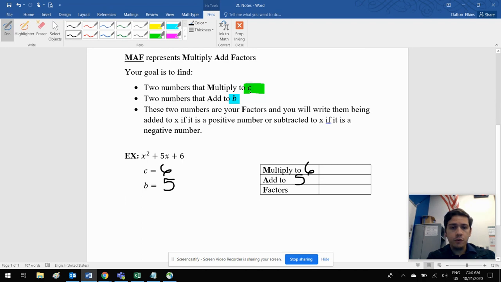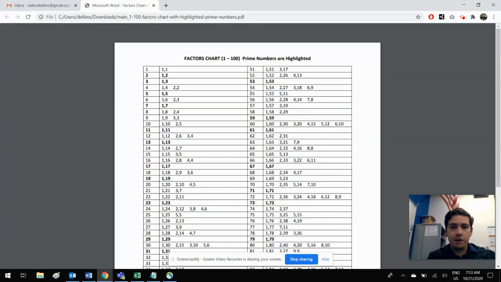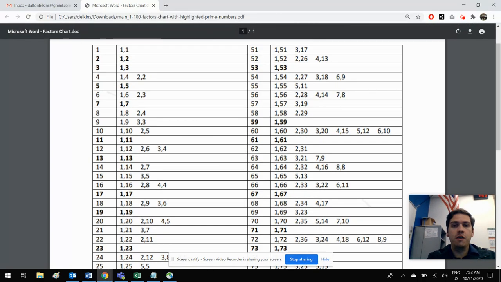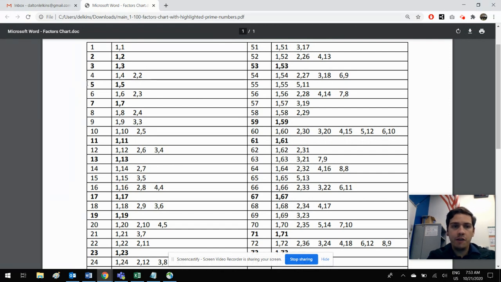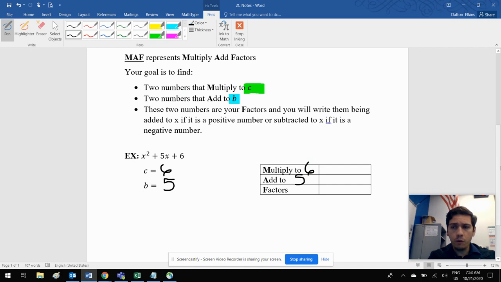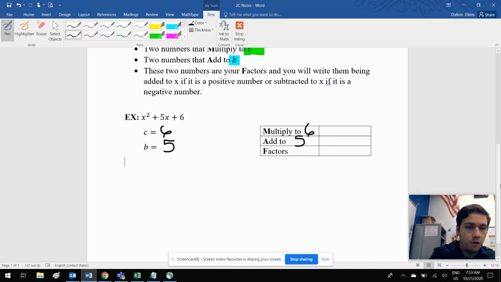Okay, so to go about this, I'm going to share with you this factors chart, which tells you all the pairs of numbers that multiply and equal any number that you're looking for. So here we're looking for the number 6. So I'm going to find 6, which is right here. The two numbers that multiply and equal 6 are 1 times 6, so it's one pair, and then another pair is 2 times 3. So 1 times 6 equals 6, and 2 times 3 also equals 6.